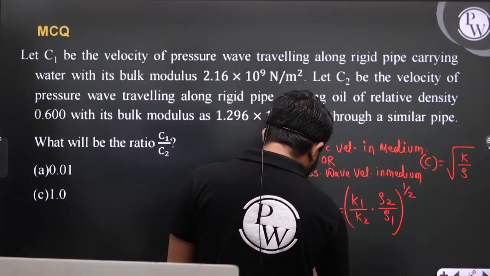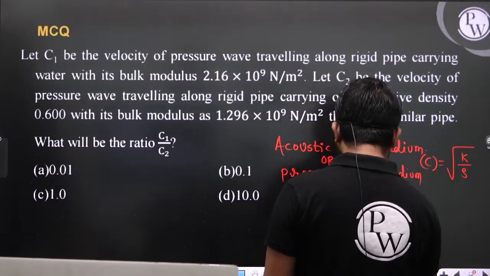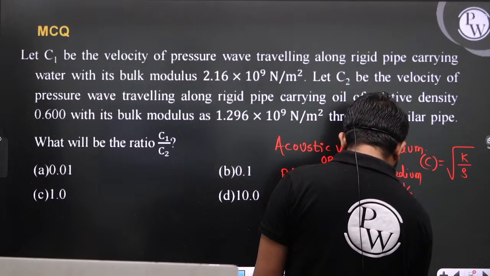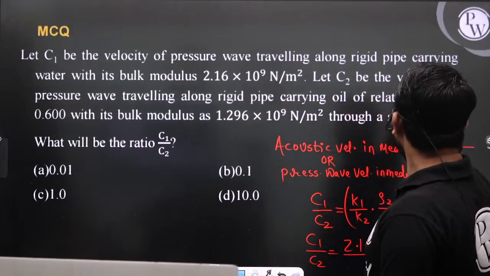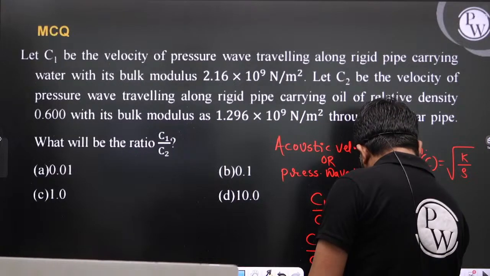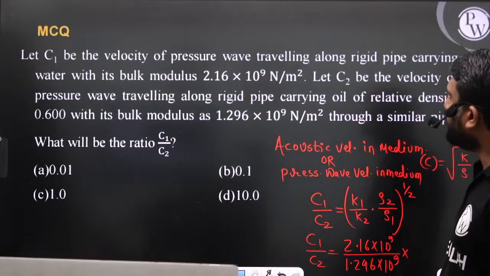So C1 by C2 is equal to bulk modulus, which is given: 2.16 into 10 to the power 9 divided by 2.16 into 10 to the power 9, upon 1.296 into 10 to the power 9 into rho 2. So what is the rho 2?